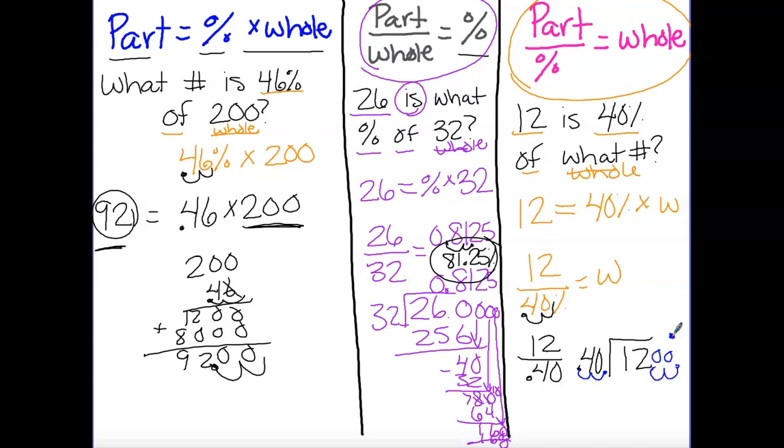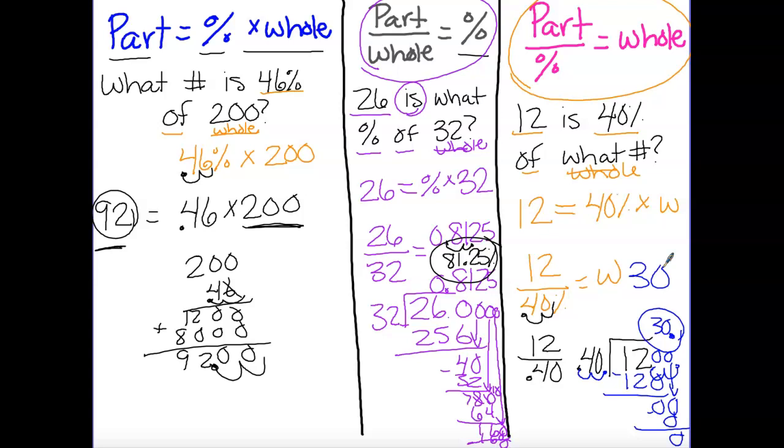40 can go into 120 3 times. 3 times 4 is 12, and then I add my 0. I subtract and get 0, so I bring my other 0 down. 40 can go into 0, 0 times. 0 times 40 is 0. I subtract and get 0. So my answer is 30. We can check to make sure that's correct because our part is 12, and that should be less than 30 since our percent is smaller than 100.